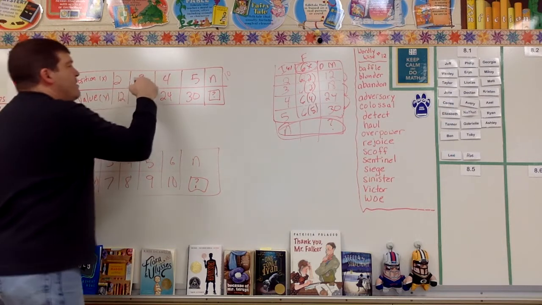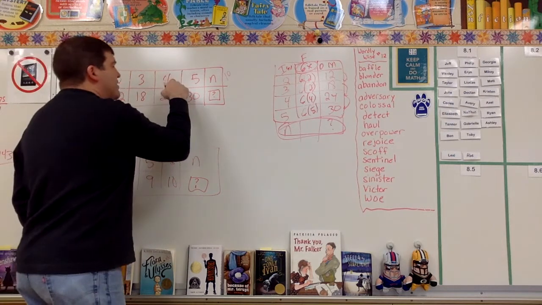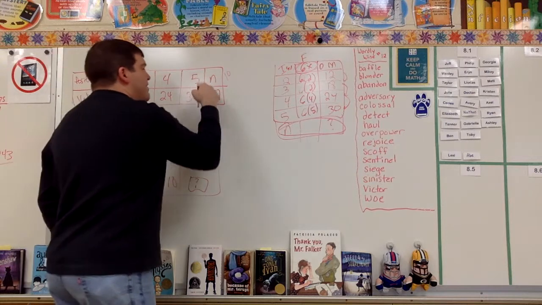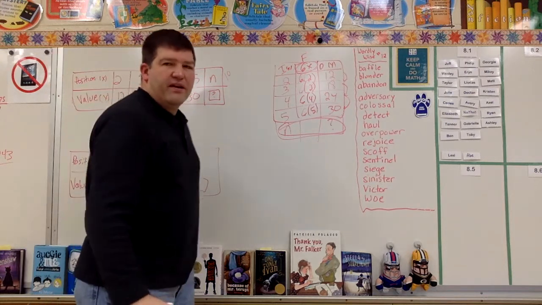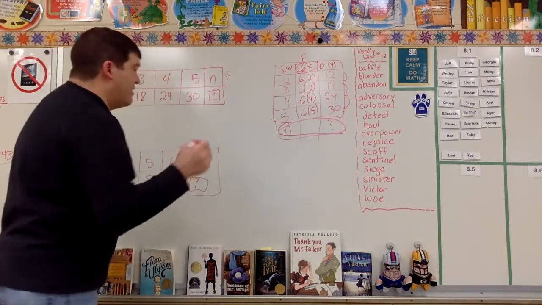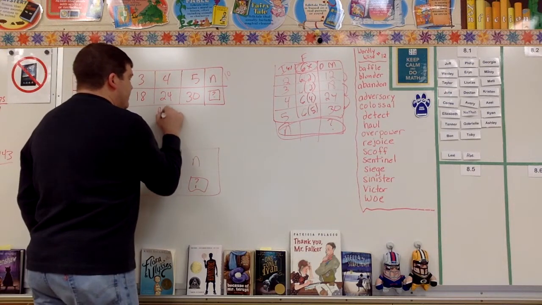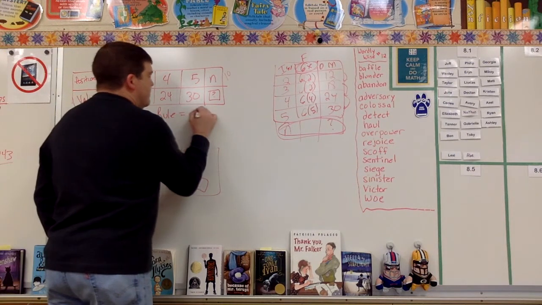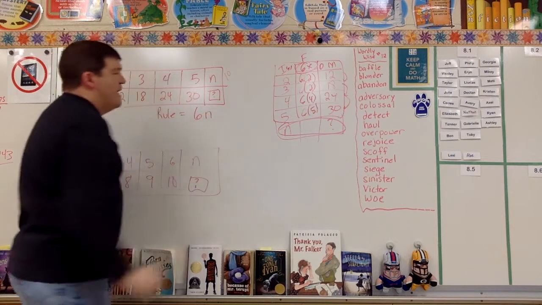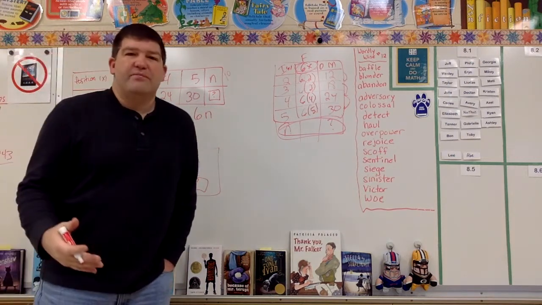2 times 6 is 12. 3 times 6 is 18. 4 times 6 is 24. 5 times 6 is 30. And it can go on and on and on. So the rule, the function rule, is 6n. 6 times any number.